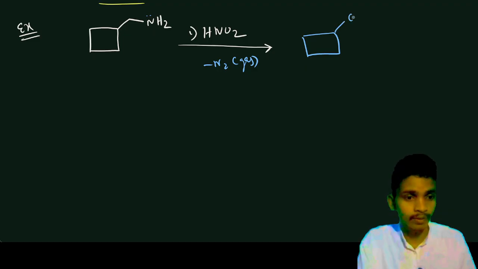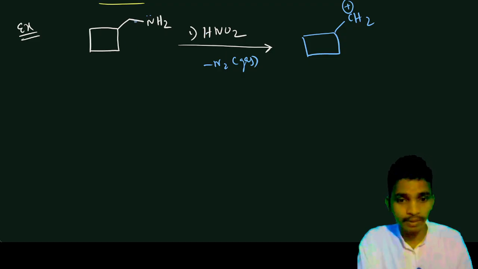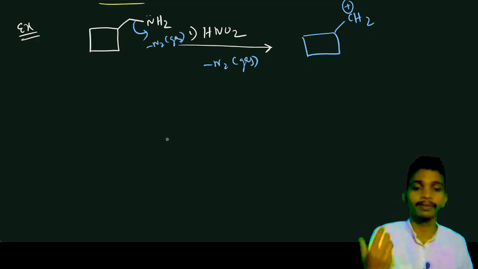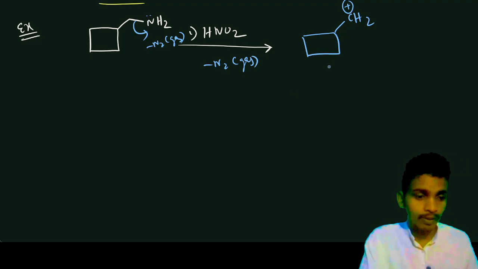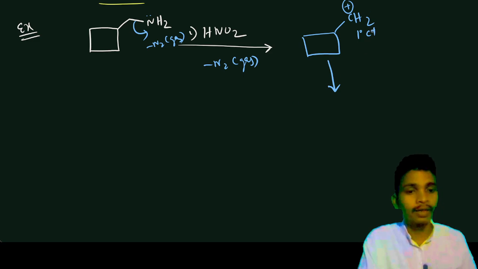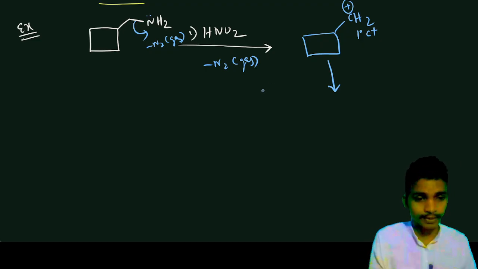Okay, here we have that CH2, and this is going to be the positive charge, meaning the nitrogen gas (not NH2) has just been released. How this is converted into nitrogen gas, I have explained. So that is going to be the CH2 carbocation. Now the rearrangement will happen. This is the 1 degree carbocation, and in a 1 degree carbocation, reactions will not happen.